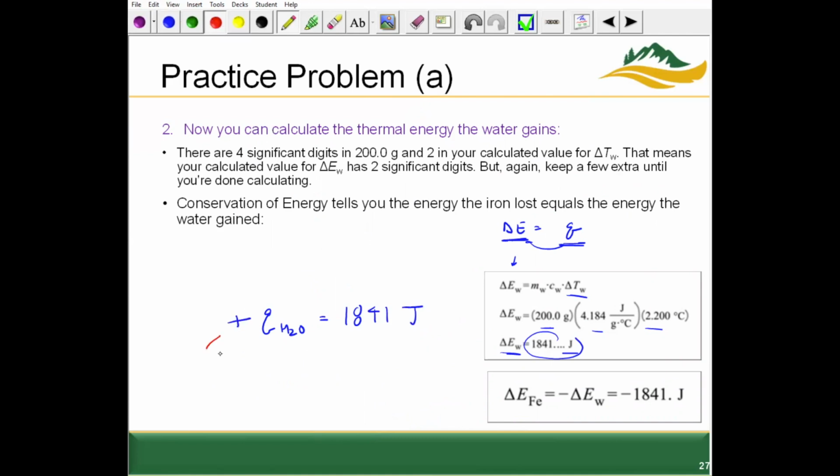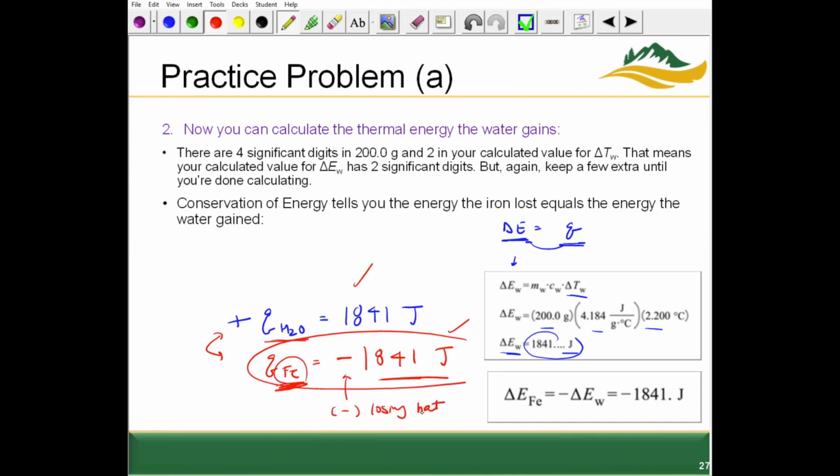That means, due to the conservation of energy, the heat of iron, I'll put the negative sign right here, must be losing that much thermal energy. It's not our final answer, but this does help us solve for the temperature of iron. Based on how much heat water is gaining, that is the same as how much heat the iron is losing. So that negative sign means it is losing heat.